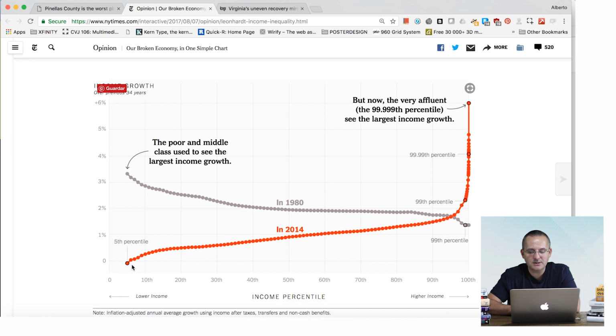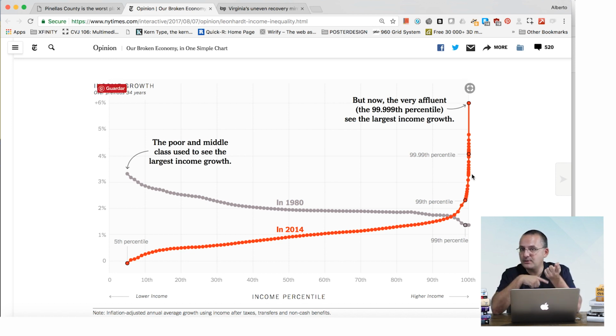Each one of these dots represents the income growth of people on each one of these percentiles of the population over the previous 34 years. So the further down a dot is, the smaller the gains that people in this percentile made in the past 34 years, and the higher up a dot is on the chart represents a larger amount of income increasing in the past 34 years. So basically the people who have gained the most in terms of income in 2014 are the people who are already high up on the income ladder.